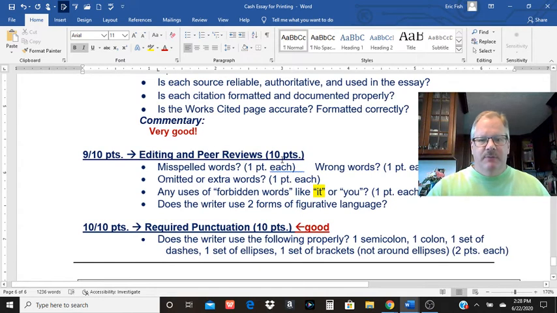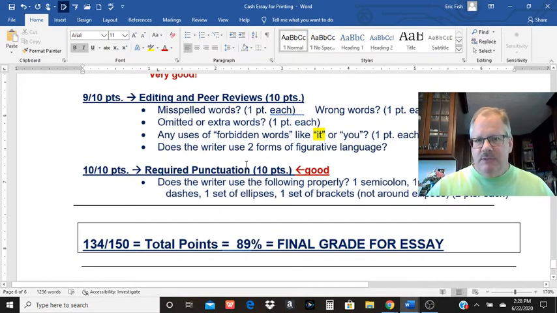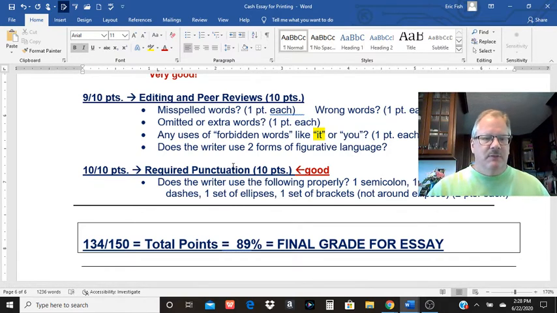But you get the editing and peer review grades. Generally, peer reviews are being counted as a separate grade, so I'm not doing that with this essay. Also, the required punctuation grade. Make sure you have all those required punctuation. Make sure you understand what's going on there. There's a help sheet up there in D2L as well.